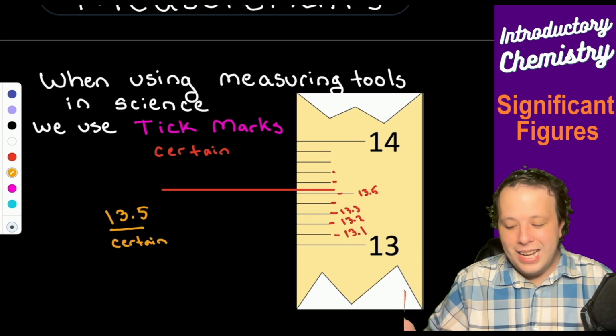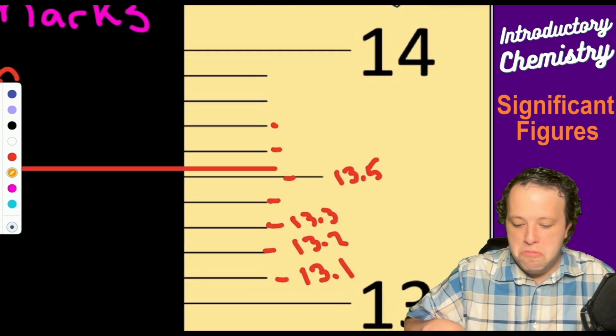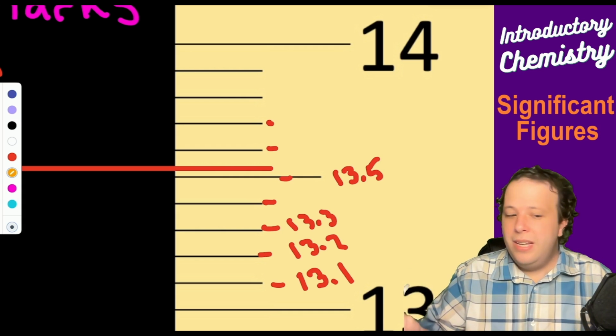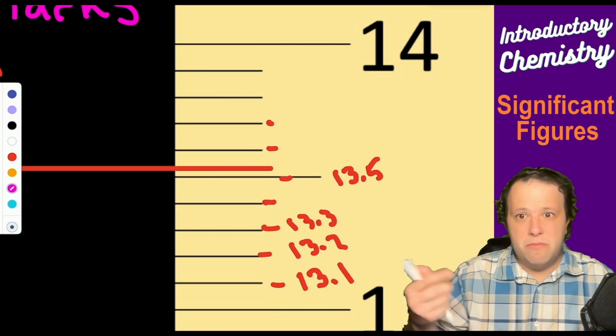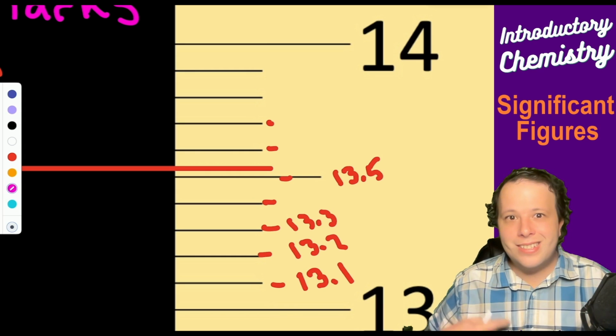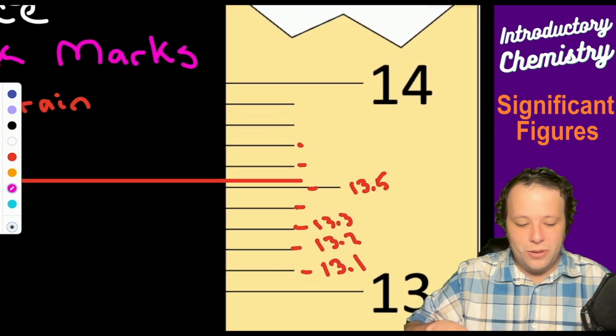So in this case, if I said, okay, I'm going to approximate that this is at maybe 13.52, 13.53, any of those values are reasonable because it's your measurement. You are the scientist. You can approximate it however you're seeing it with your eyes. And that's the whole idea here.